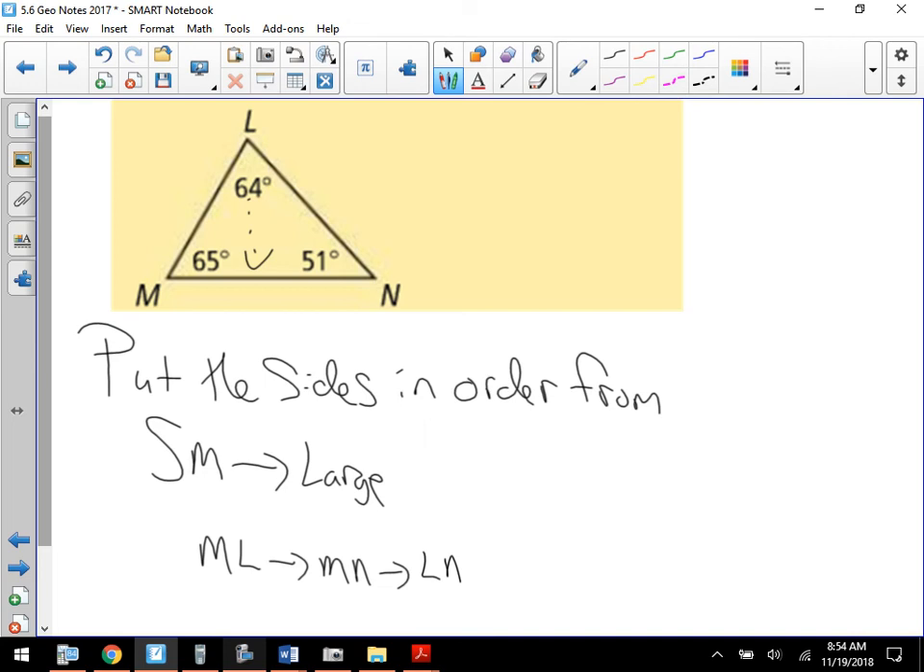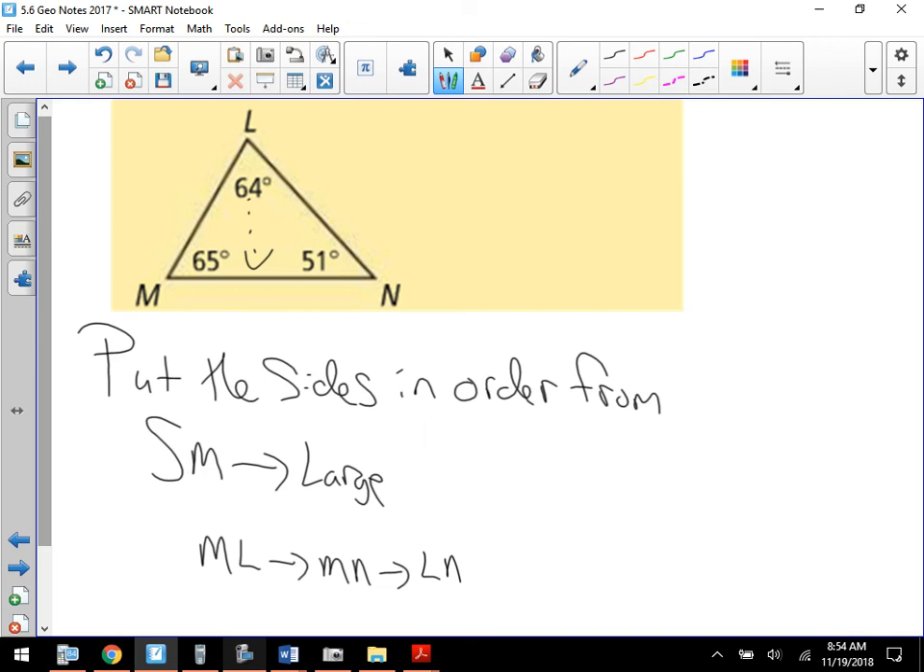Put them in order from smallest to largest, least to greatest. A couple of different ways to write it. Remember, when you're writing out segments, it's just two letters. There's no degree symbols and all that. You use the degrees of the angles to figure out which one's going to be the larger. That's what you have to do. This would go the same way if you had side lengths.